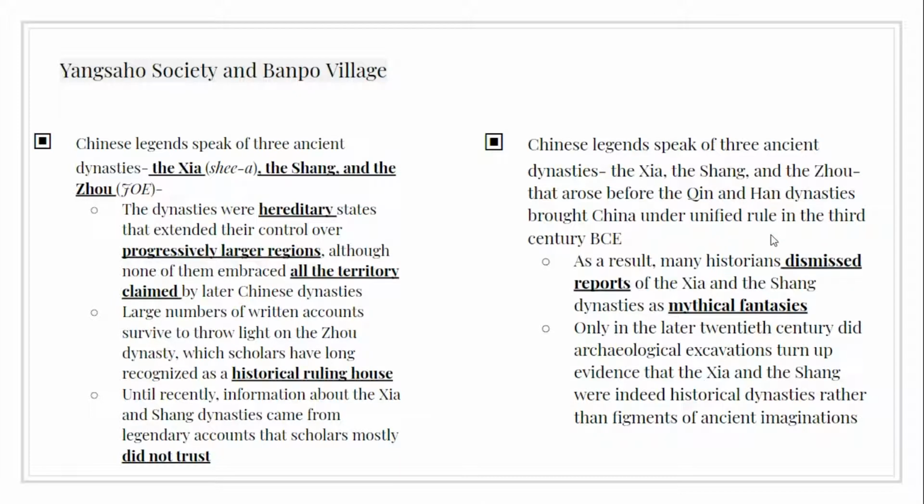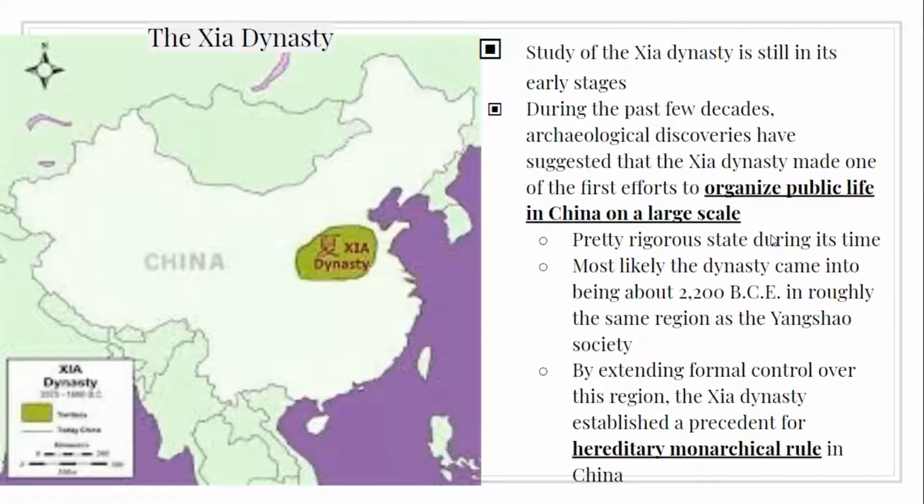So as a result of this distrust, many historians dismissed reports of the Xia and the Shang dynasties as mythical fantasies, as I just stated. It was only later in the 20th century that archaeologists excavated evidence from the Xia and the Shang dynasty that they were indeed historical dynasties as opposed to just legendary stories. And we do have some information, but not a lot of information.